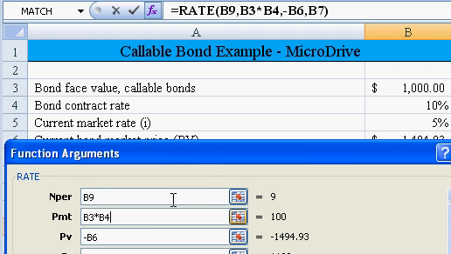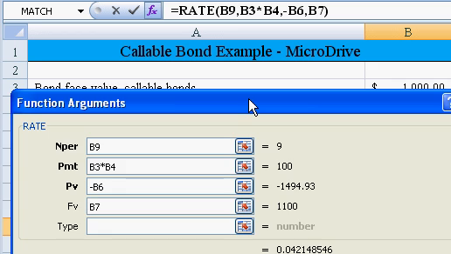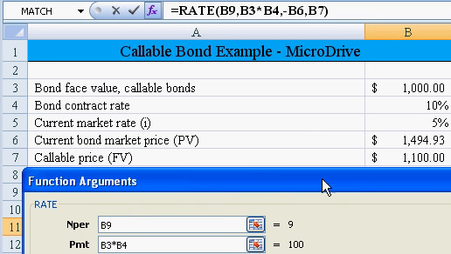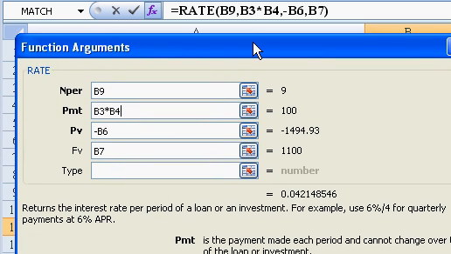The present value of the bonds was that $1,494.93 appearing in cell B6, just to the left of my mouse. The future value is the $1,100. That's the callable feature right there to the right of my mouse. And then the type I can leave blank.